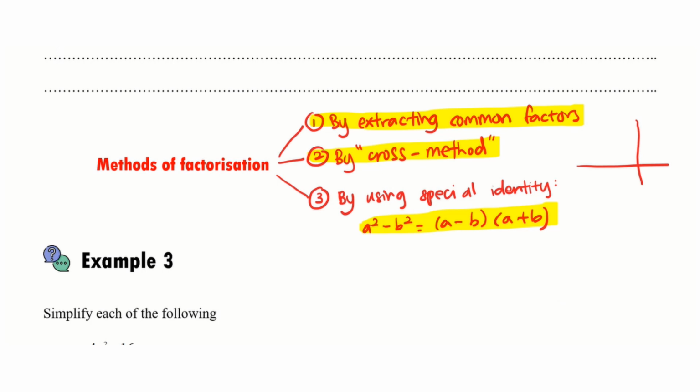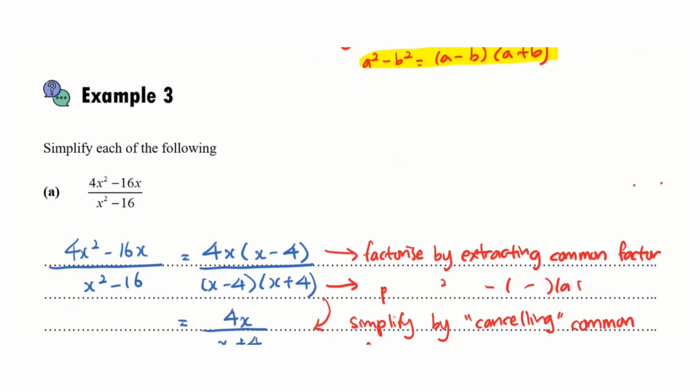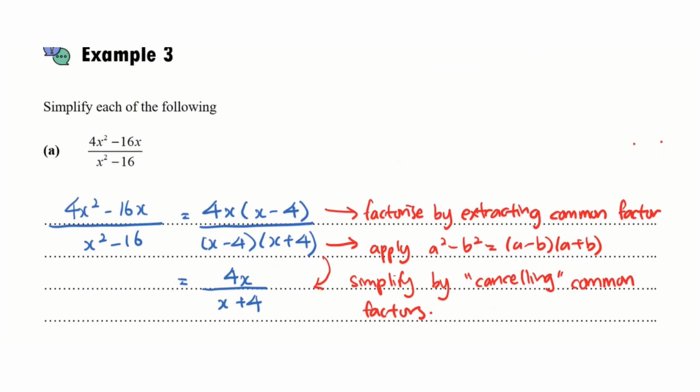Okay, so now let us take a look at example 3. In example 3 itself, we would like to simplify each of the following: 4x squared minus 16x over x squared minus 16. So similarly, we will have to do some form of factorization because there is no immediate way for us to do any cancellation. So whenever you see that there's no immediate way for us to cancel terms, we will have to do factorization first. Now, in the numerator, we have 4x squared minus 16x.